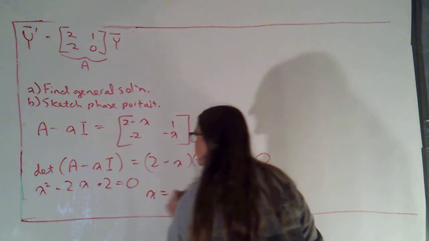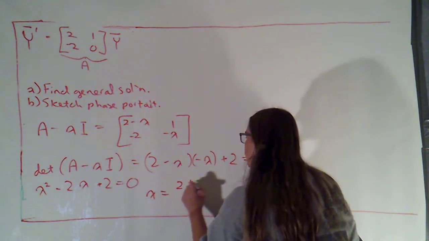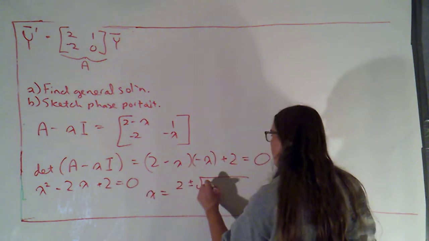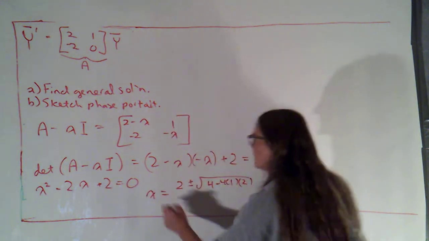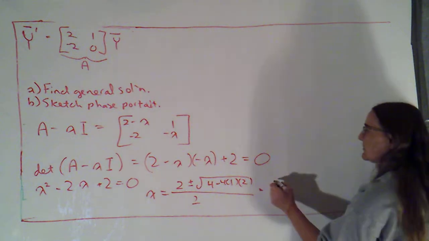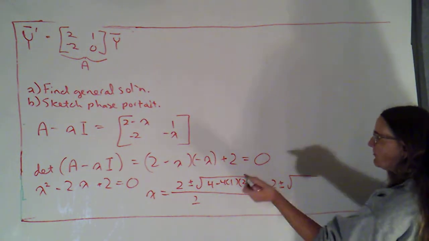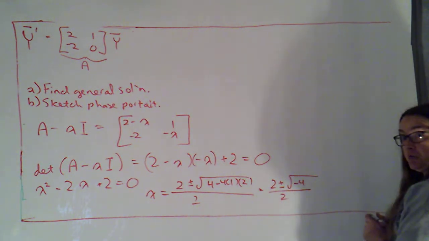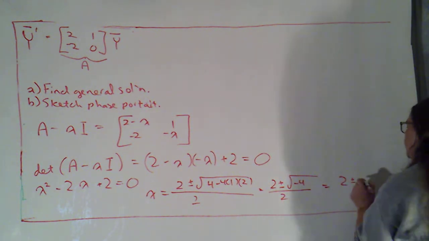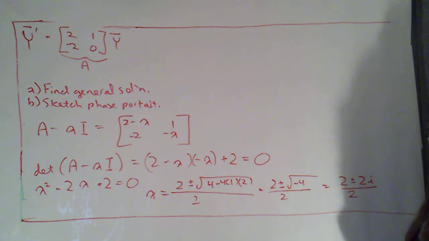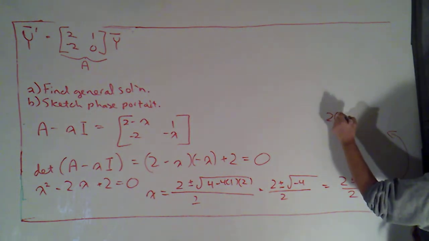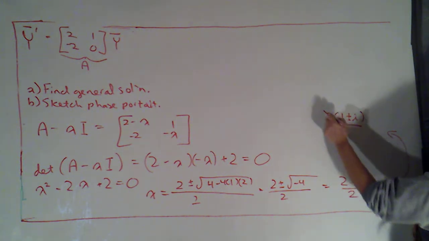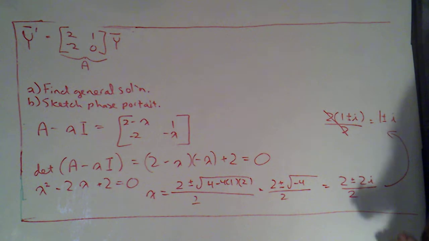So lambda is going to be the opposite of b, which will be positive 2, plus or minus the square root of b squared, which is 4, minus 4 times 1 times 2, that's 4ac, all over 2a, which is 2. So that's 2 plus or minus the square root of 4 minus 8, which is negative 4, over 2. That is 2 plus or minus 2i all over 2. I can factor out a 2 here and then cancel. So that's 2 times 1 plus or minus i all over 2. Those cancel. And so I'm going to get 1 plus or minus i. So hopefully that's what you got for your eigenvalues.